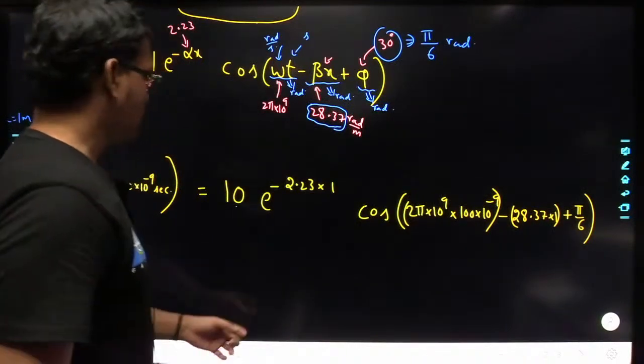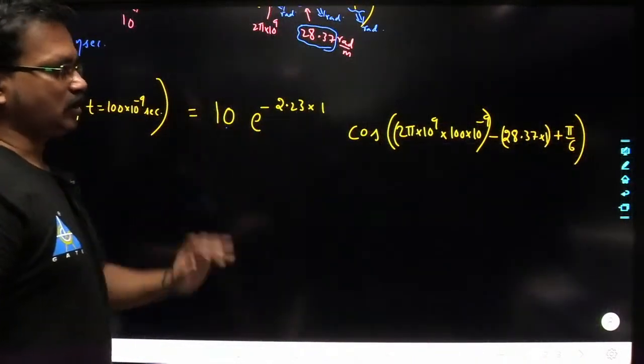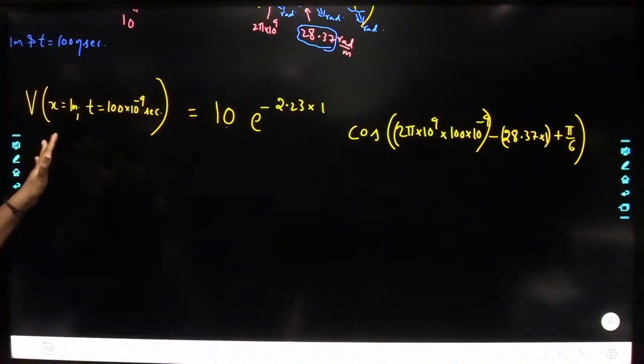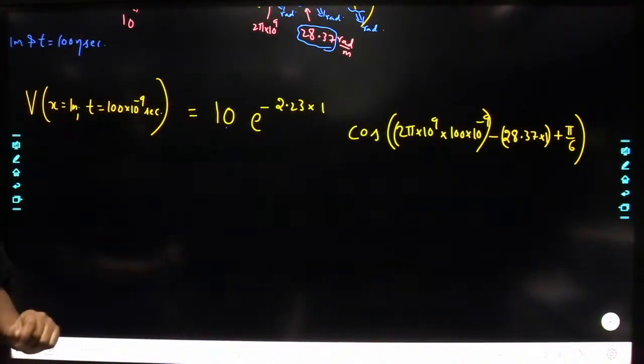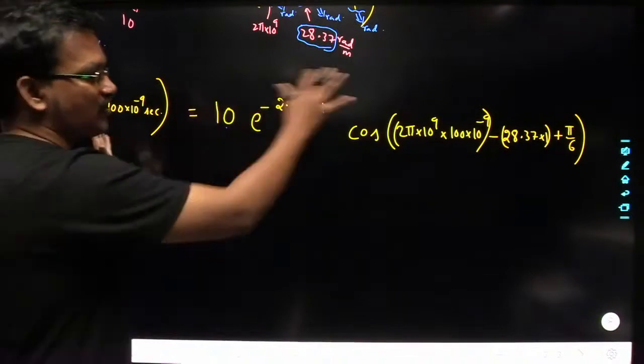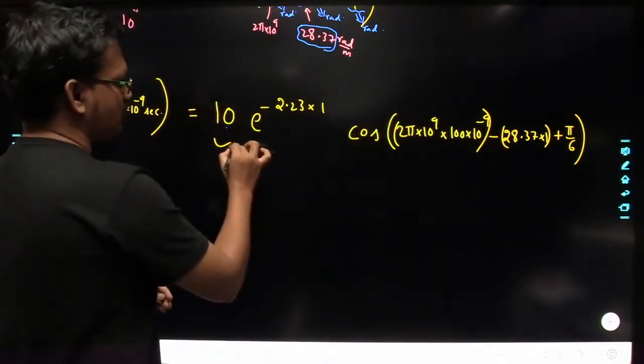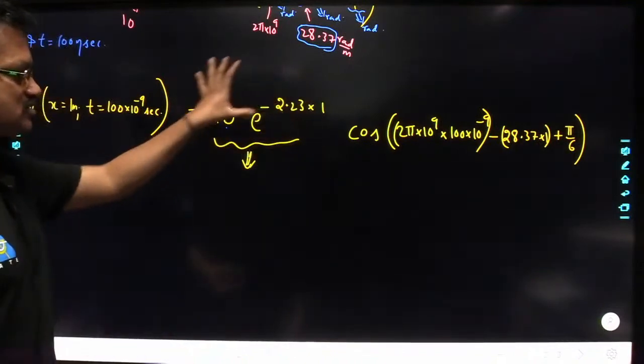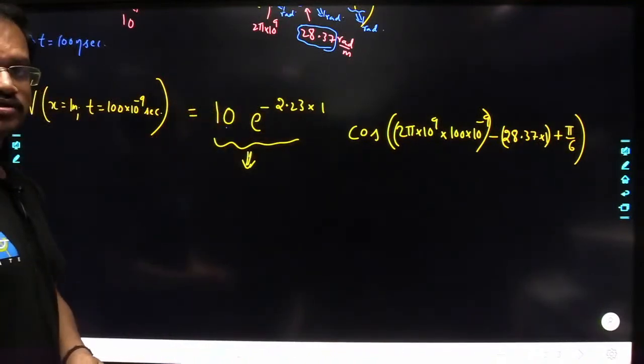Okay. So if you calculate this value, you are going to get the instantaneous value of voltage at x equal to 1 meter and t equal to 100 nanoseconds. Now for this function, what is the peak value? This is nothing but the peak value. At this instant they are asking for the peak value, that means they are asking for this value. That's it. Understood?